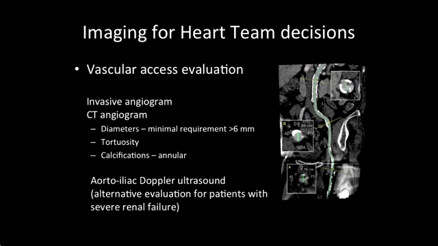The minimal arterial diameters should be greater than 6 mm for most available delivery catheters, but larger diameters have to be considered in the case of circumferential vascular calcification. Severe tortuosity of the arteries may be limiting. For patients with severe renal failure, aortoiliac Doppler ultrasound can be used to rule out a severe vascular stenosis.